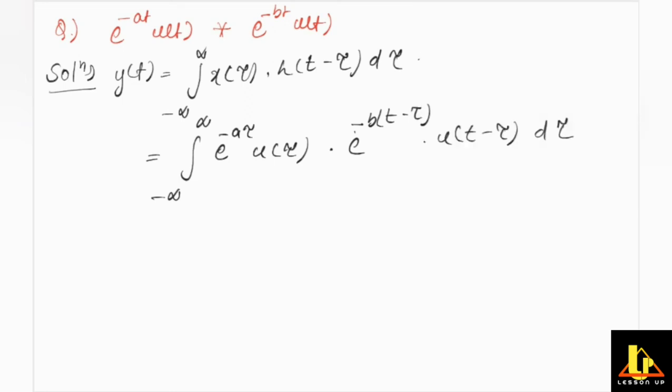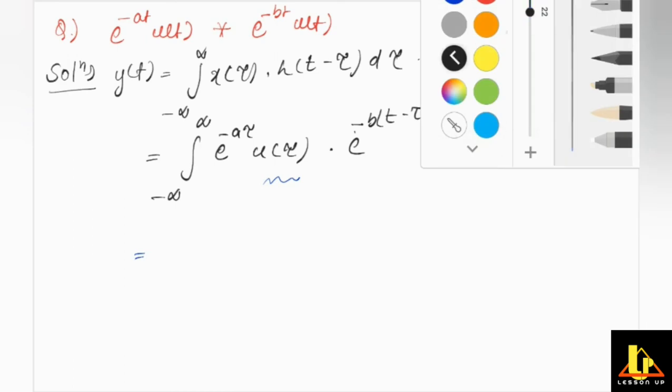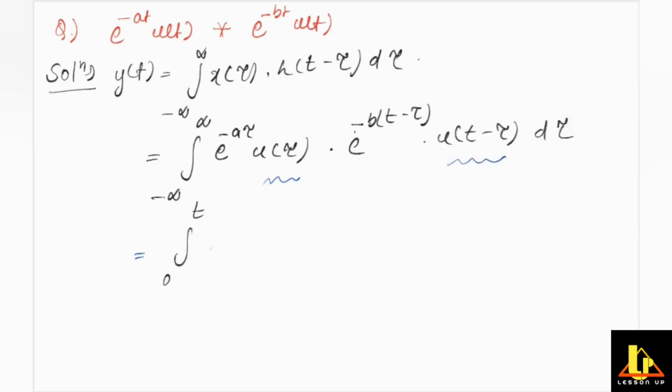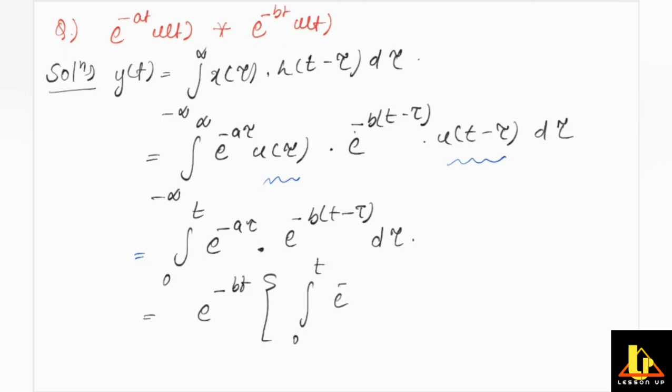Now if we equate this with 0, then tau will be equal to 0. If we equate this with 0, then tau will be t. So we can change the limit from 0 to t e to power minus a tau into e to power minus b t minus tau d tau. Now e to power minus bt will come out, and what we'll get from 0 to t e to power minus a tau, or we can write directly e to power b minus a tau d tau.